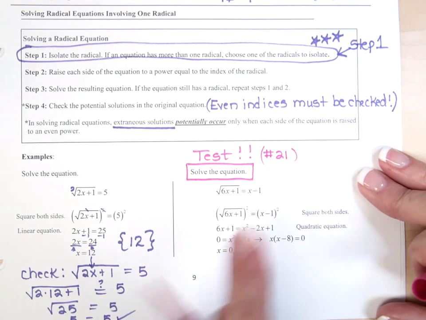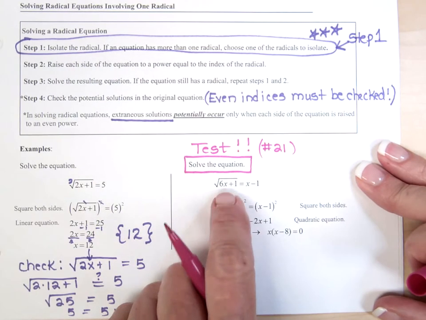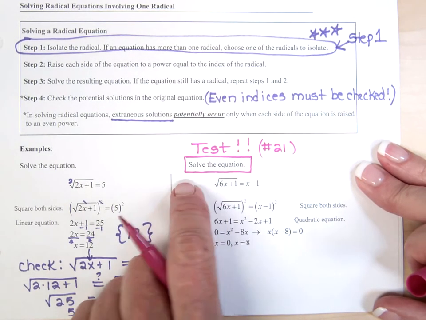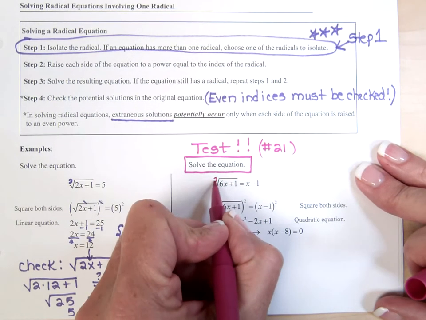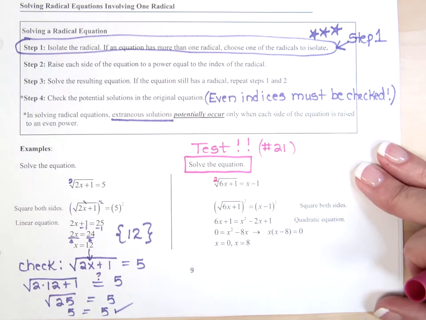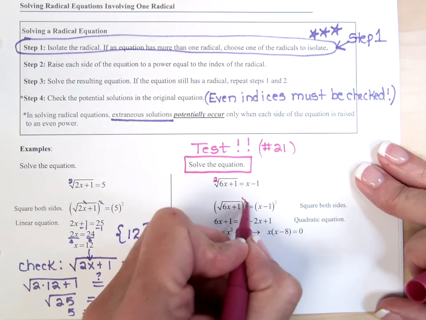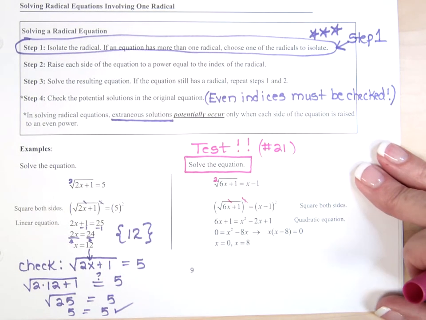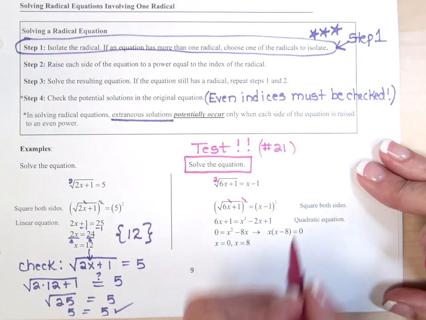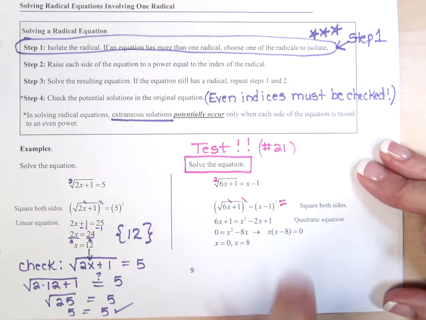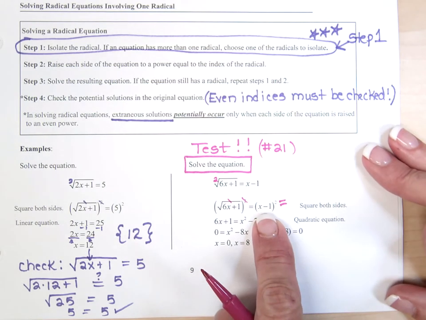Okay, so following the same steps listed above, first we isolate the radical. Yep, the radical's all by itself, no numbers outside. Second, we raise both sides to the power of the index. The index is 2, so we're going to square both sides. So on this side, the radical and the square just undo each other, and we just get what's under the radical, 6x plus 1. But on this side, and this was a very highly missed problem in chapter 4.